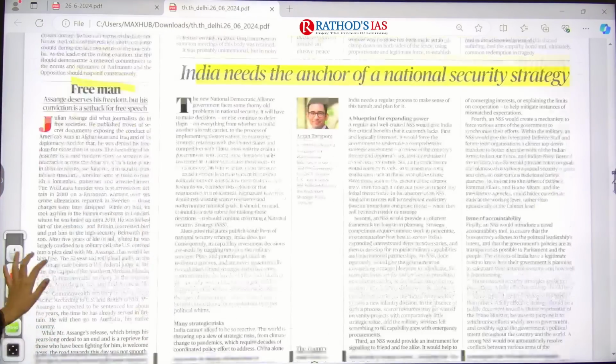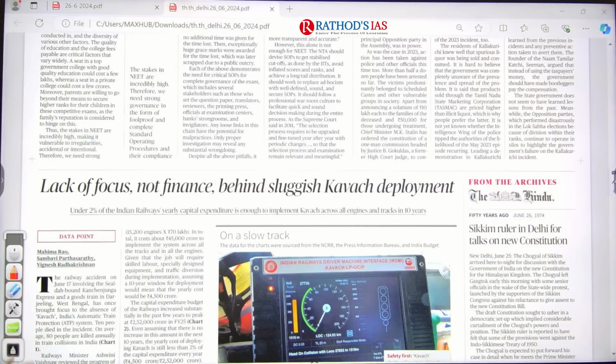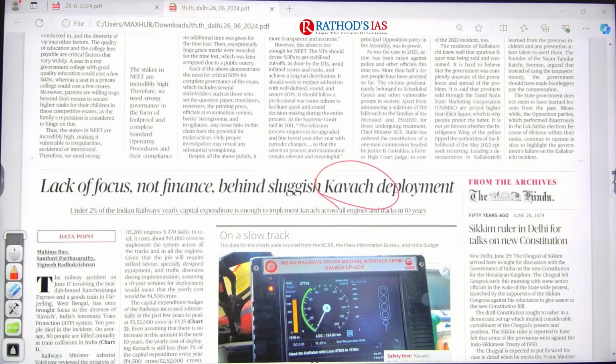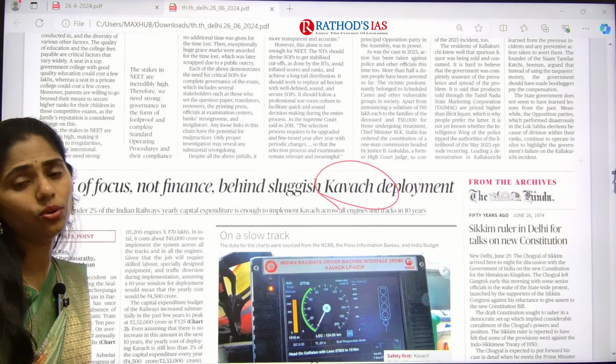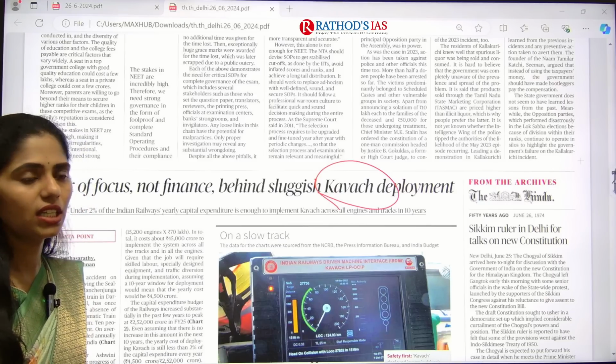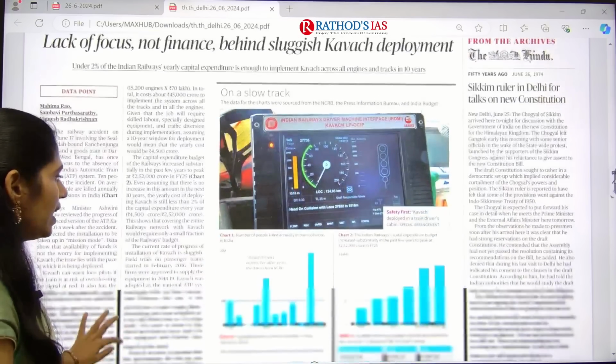Okay, now let us move on to the opinion page. In this opinion page, this article is about the Kavach signaling system. We already had a detailed discussion regarding Kavach 2 days ago. If you have not watched that class, please go back and see what this Kavach system is. I gave a detailed explanation regarding that.